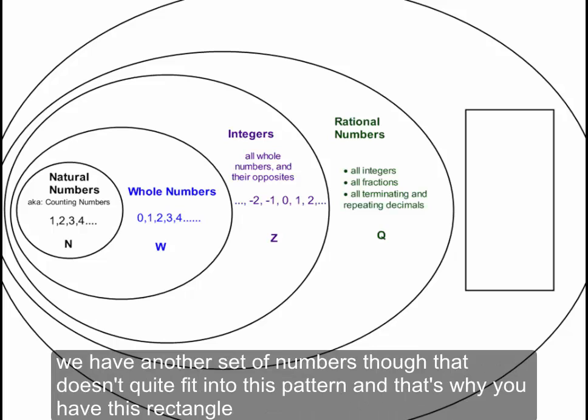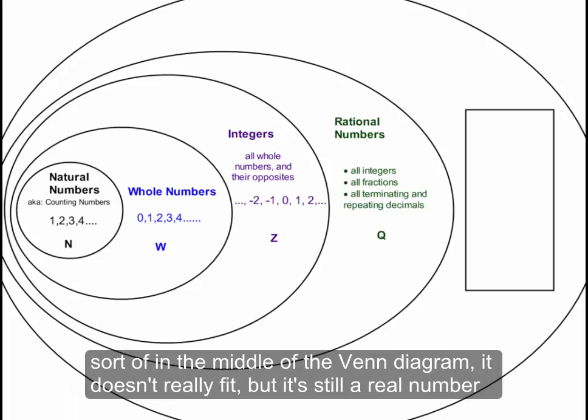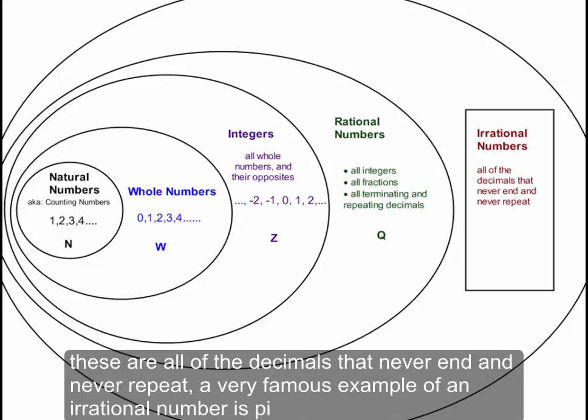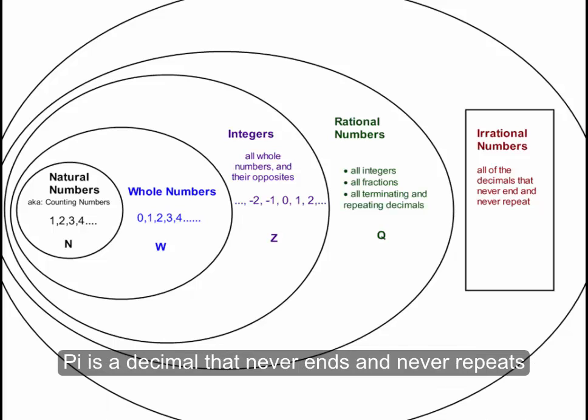We have another set of numbers, though, that doesn't quite fit into this pattern. That's why you have this rectangle sort of in the middle of the Venn diagram. It doesn't really fit, but it's still a real number. These are the irrational numbers. You may have heard of these before. These are all of the decimals that never end and never repeat. Very famous example of an irrational number is pi. Pi is a decimal that never ends and never repeats.